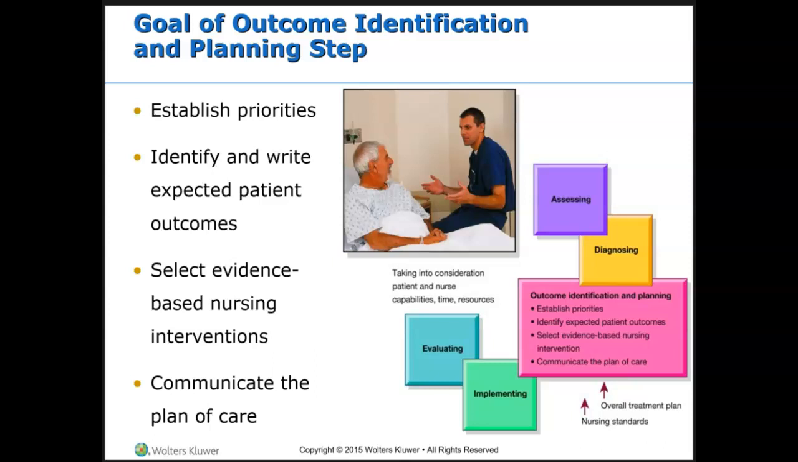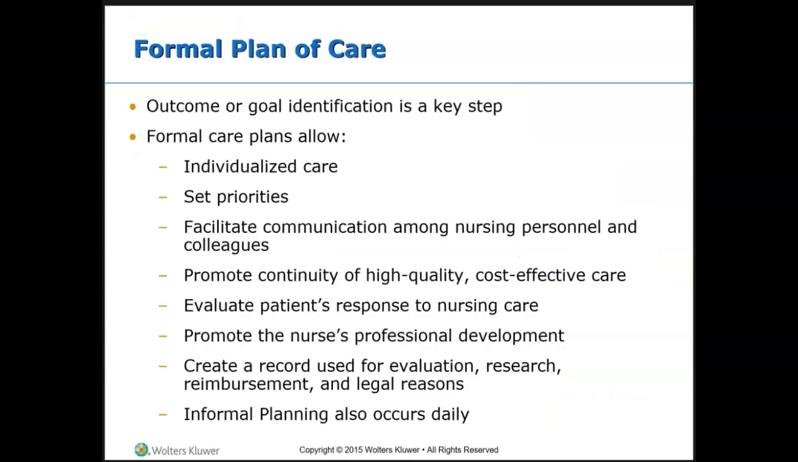During the planning phase of the nursing process, the nurse works with the patient, other healthcare team members, and the family to figure out what problems are priority, identify what outcomes or goals the patient wants to achieve and document those, select correct evidence-based practice nursing interventions, and communicate the plan of care with the patient, family, and every other healthcare team member, right? The planning phase is where a goal or outcome is developed and is a key part of the nursing process, right?